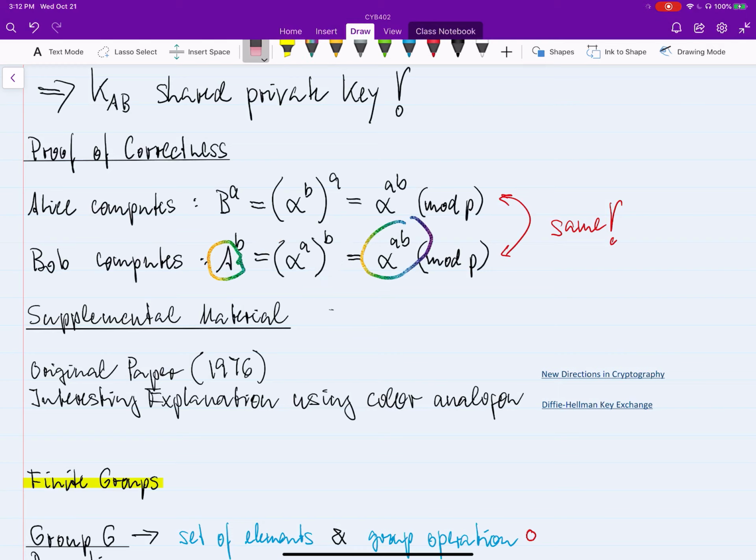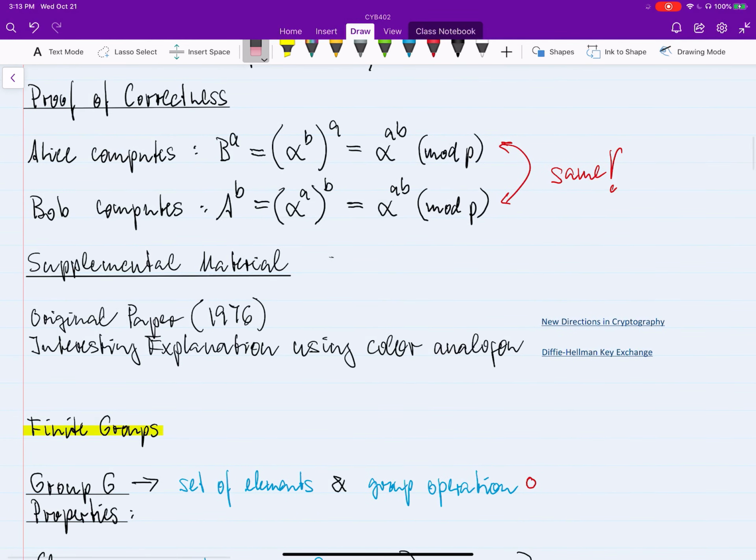So convince yourself that the order in which you compute the different powers here, alpha to the power of A and then to the power of B, or alpha to the power of B and then to A, yields both the same result. And this is how the Diffie-Hellman key exchange actually works. So with relatively simple means, we can agree on a shared secret, and we can afford to use an insecure channel for doing that. So that's a pretty cool thing.